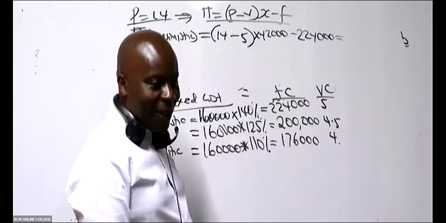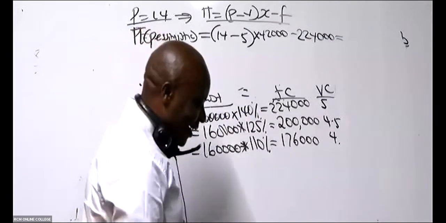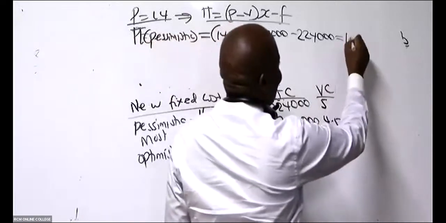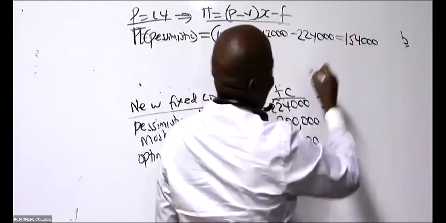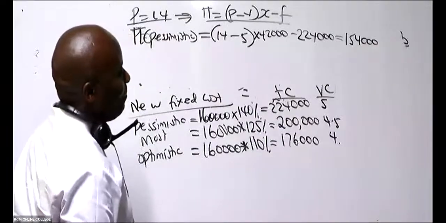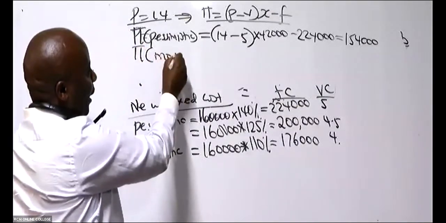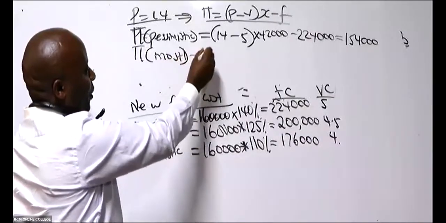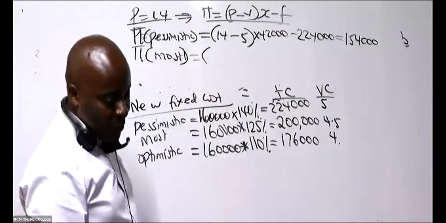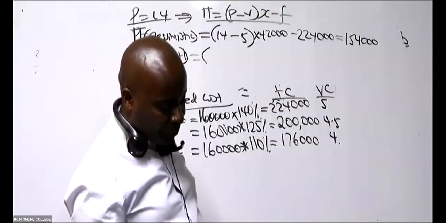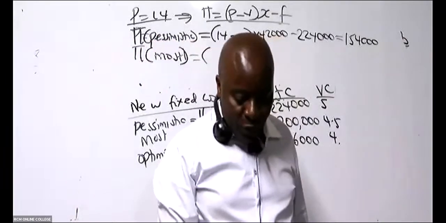You're doing it now. Then you must be very fast. That's very good. 154,000. Then go ahead and give us profit, most likely. Please do that one on your own.